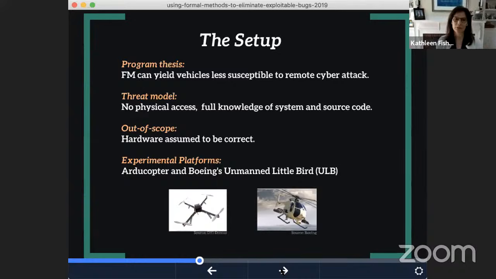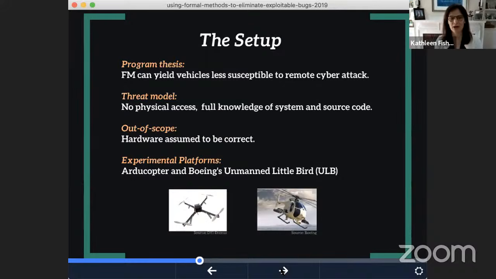The way the HACMS program worked was we created pairs of platforms. For example, we had the Arducopter, which is an open source quadcopter where all of the software is available to all of the program participants. But it's a simple little system that is perhaps not fully representative of a real system. And then we have the Boeing Unmanned Little Bird, which is a full-blown helicopter that is large enough to have two test pilots, but can also fly fully autonomously.